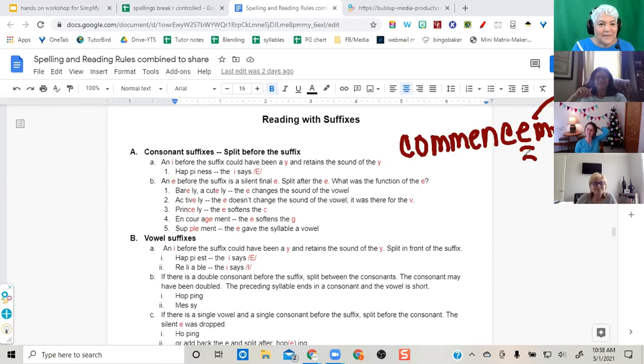Common cement. I think it was this. Anyway, an E before a suffix is silent. When you look at suffixes, you're going to notice these things. Is it a consonant suffix? What's in front of it?